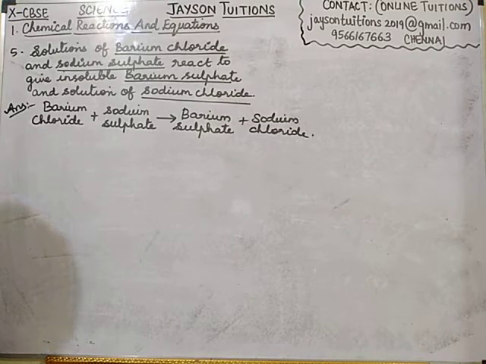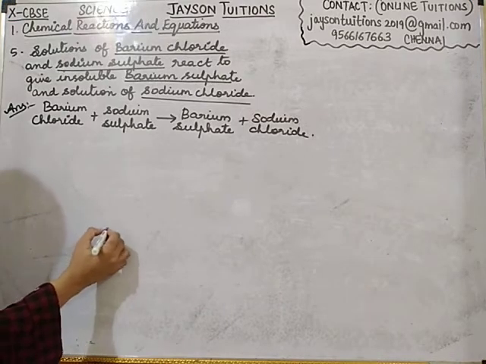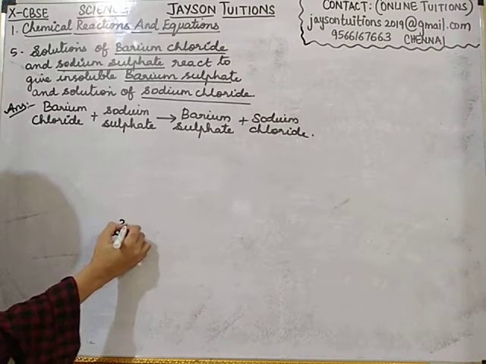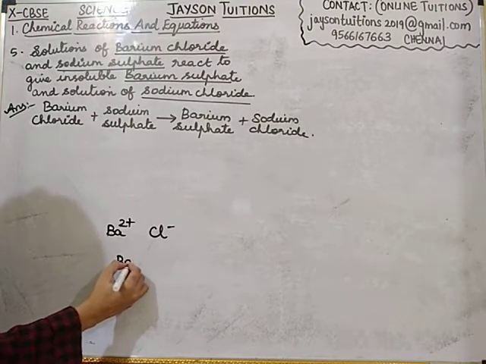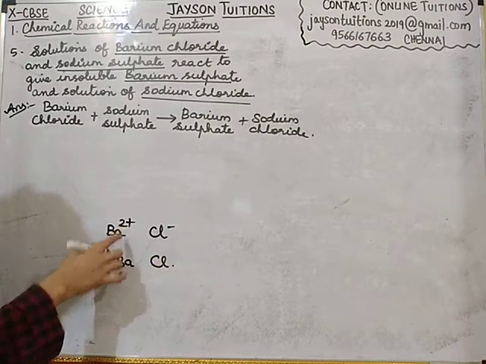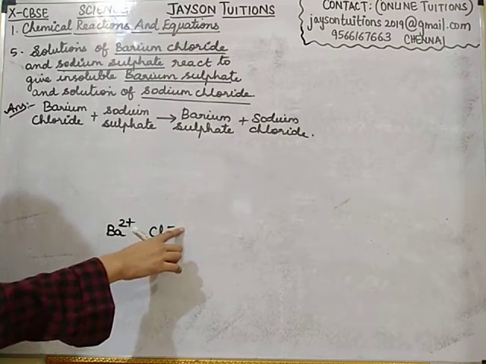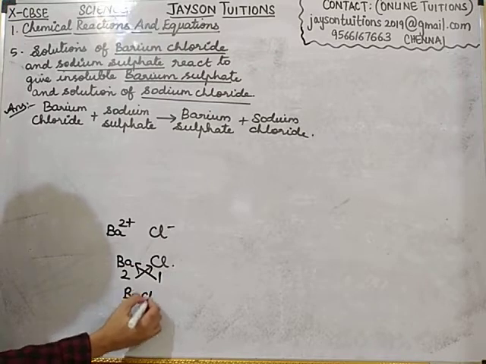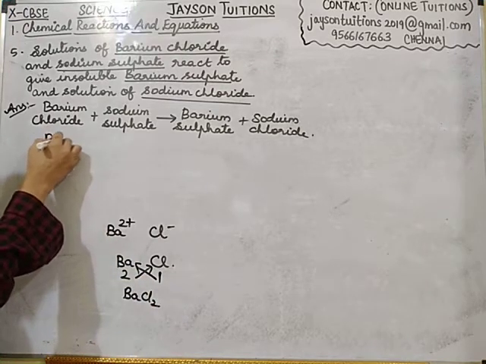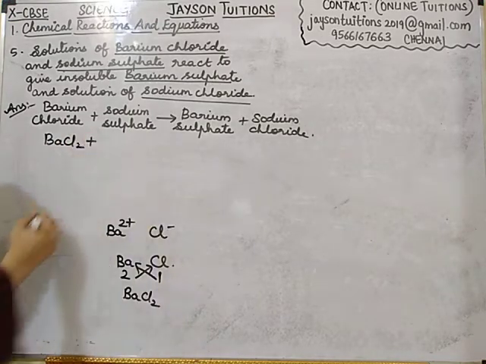Barium chloride. What is the formula for barium chloride? Crisscross method. Okay, barium Ba2+, chloride Cl-. So barium is Ba, chloride is Cl. For barium write the number 2. For chloride, minus means minus 1, so the number is 1. So you will get BaCl2. This is barium chloride.